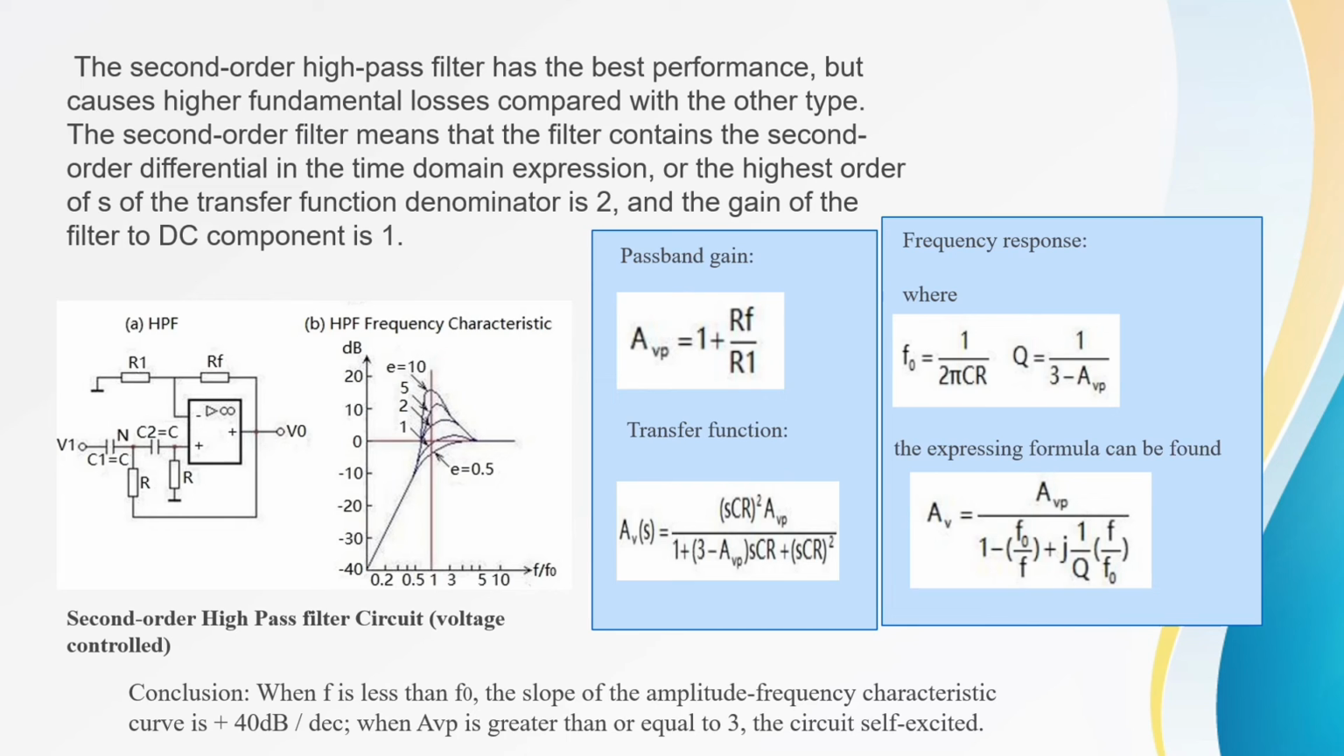So for the frequency response, where F0 equals 1 over 2 pi CR, and Q equals 1 over 3 minus AVP. The expression can be found: AV equals AVP over 1 minus (F0 over F) squared plus j (1 over Q)(F0 over F). The conclusion for this: when F is less than F0, the slope of the amplitude frequency characteristic curve is plus 40 dB. When AVP is greater than or equal to 3, the circuit self-excites.